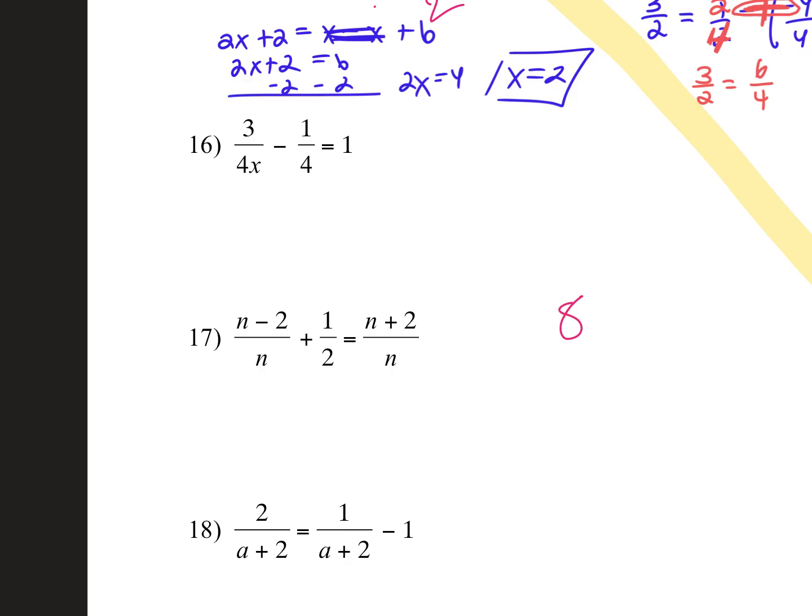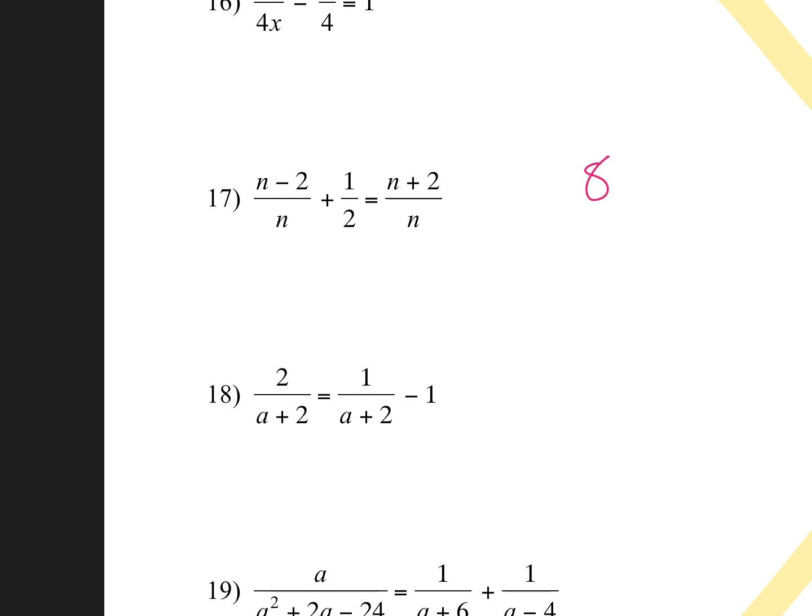What do you know n cannot equal? No, n could be 2 or negative 2. N can't be 0. Perfect. In number 18, what can a not be? Negative 2. What happens when you have negative 2 plus 2? That's when you get 0. It cancels. So some of these problems are difficult. I understand that. Some of us are having a tough time with this.